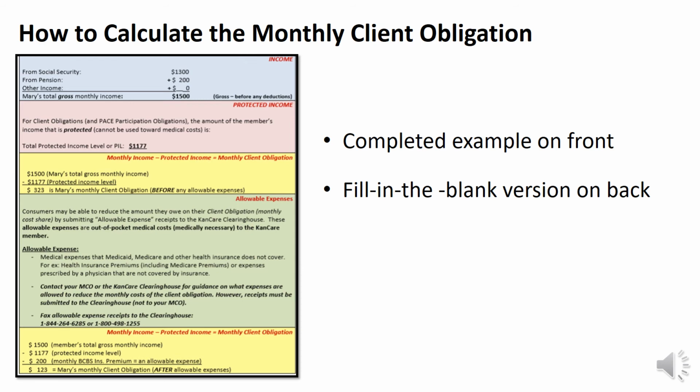So looking at the very bottom box, we've got her income, $1,500, minus the protected income, $1,177, minus the $200 a month insurance premium she pays to Blue Cross Blue Shield, which is an allowable expense, equals $123. Now that is Mary's monthly client obligation after the protected income limit and after the allowable expenses. $123 a month is Mary's cost share for those HCBS services, or that is Mary's monthly client obligation.